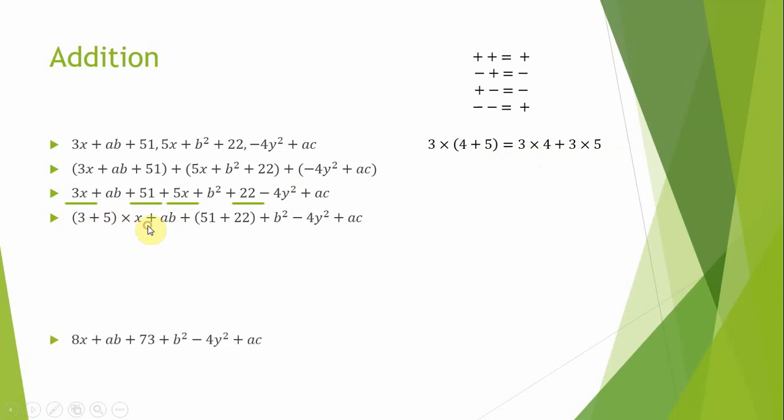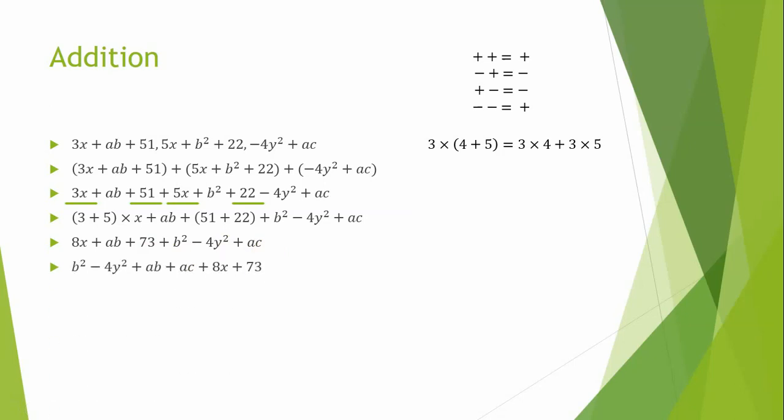Adding this expression up, finally we get 8x plus ab plus 73 plus b squared minus 4y squared plus ac. It is common practice to write this expression with the highest powers first, followed by the least powers, and finally the constant. The simplified form of the equation now is b squared minus 4y squared plus ab plus ac plus 8x plus 73.